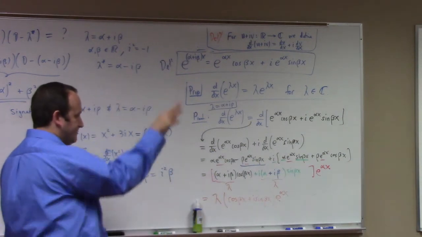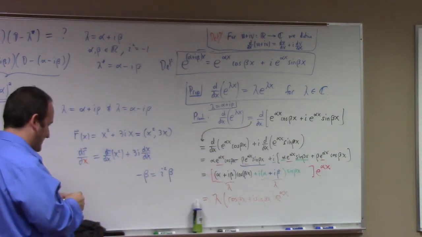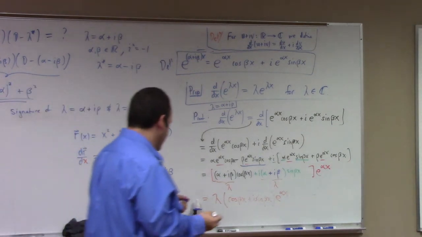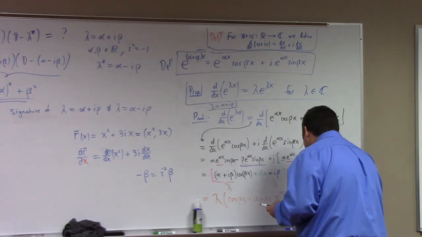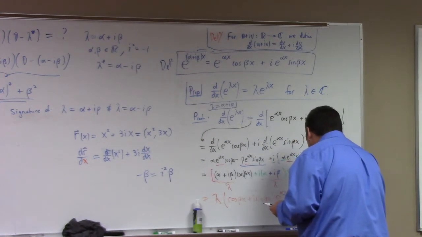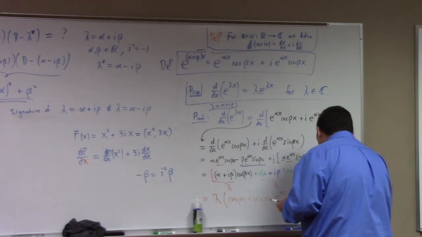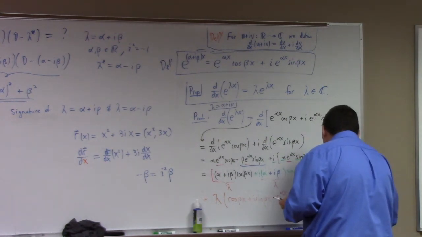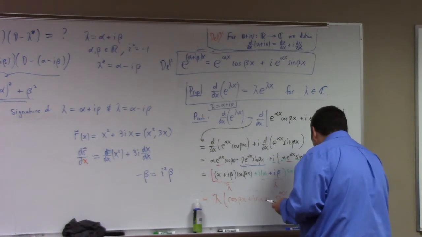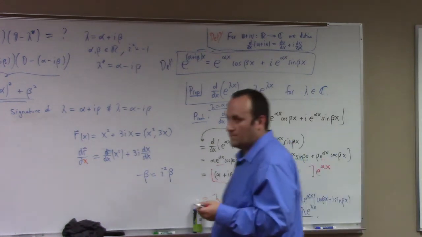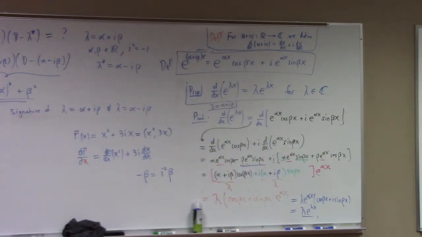Well, finally. And if you could actually see that, what you'd see here is that we have lambda, I'll write it the other way, lambda e to the alpha x times cosine beta x plus i sine beta x, which is just what I defined to be what? Lambda e to the lambda x, yeah? Any questions?